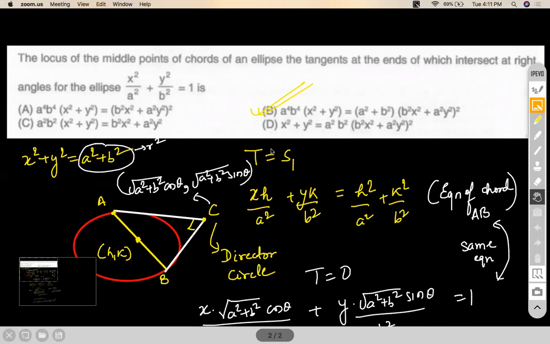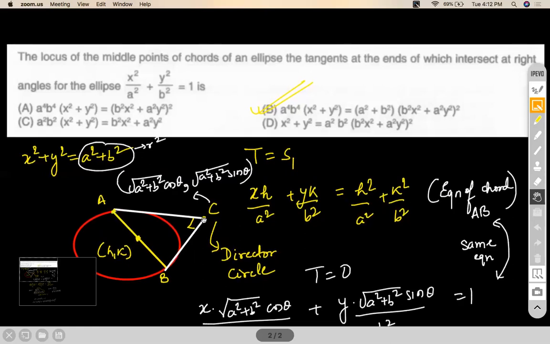Sure, bro. We can assume a chord whose midpoint is A by 2, B by 2. So even the endpoints of that chord will be perpendicular to each other. See, whatever point you are assuming, make sure the tangents drawn there will meet on the director circle. It does. So if you can assume that point, then you can directly put it in the equation itself and check.